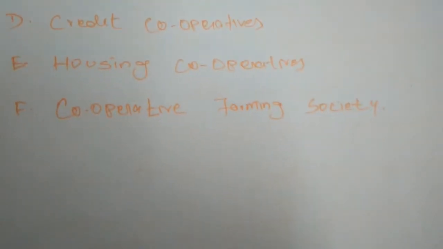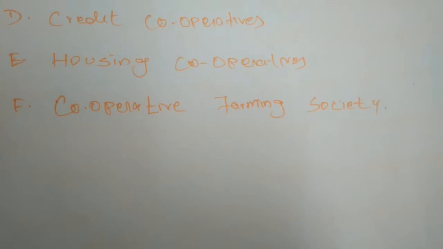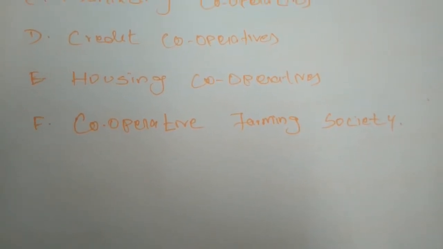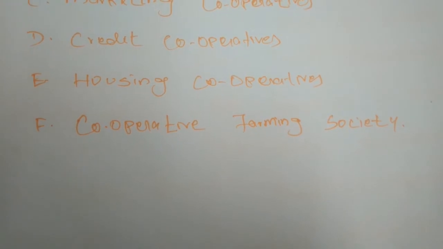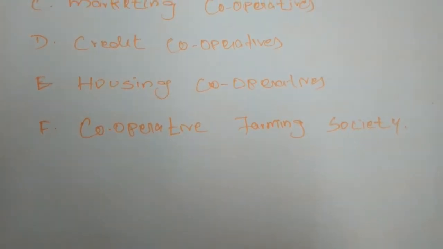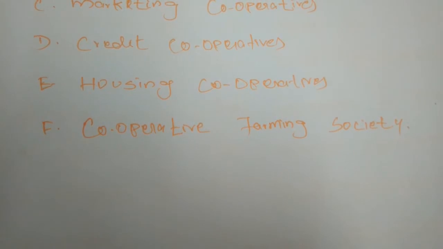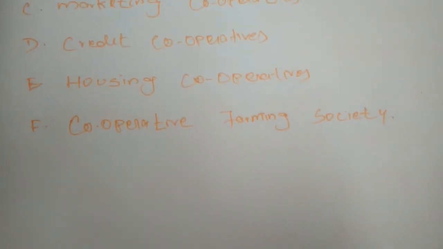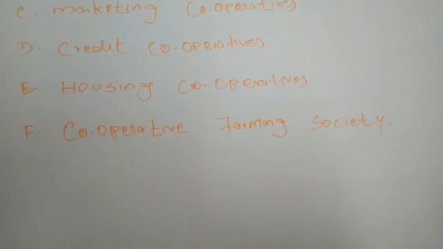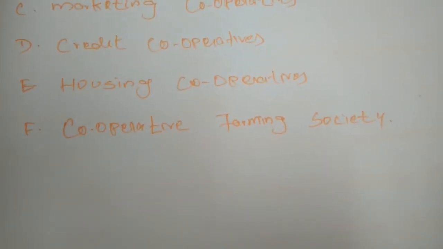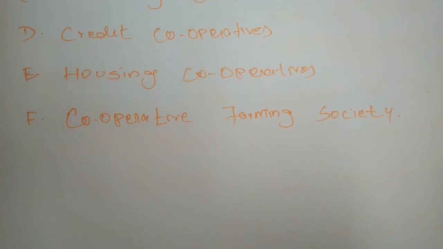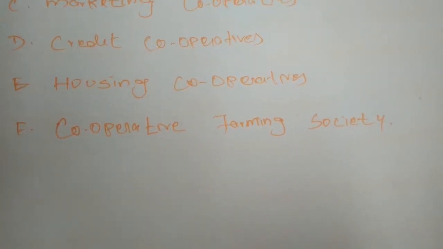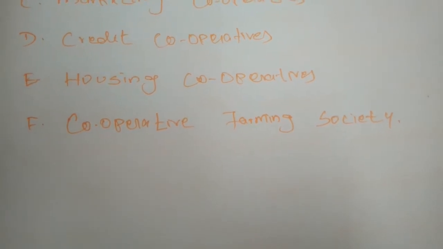Next, cooperative farming societies. This is when various farmers in a village pool their land together and agree to treat the pooled piece of land as one big farm for the purpose of cultivation. Normally, rural people or villagers have only a small amount of land. When they use a small piece of land, they can't produce more crops.